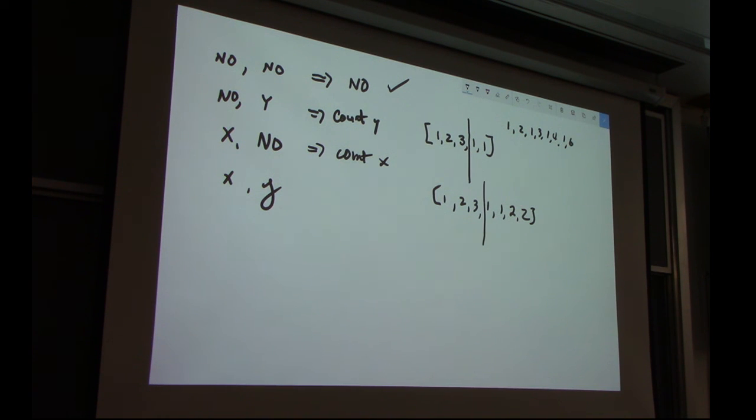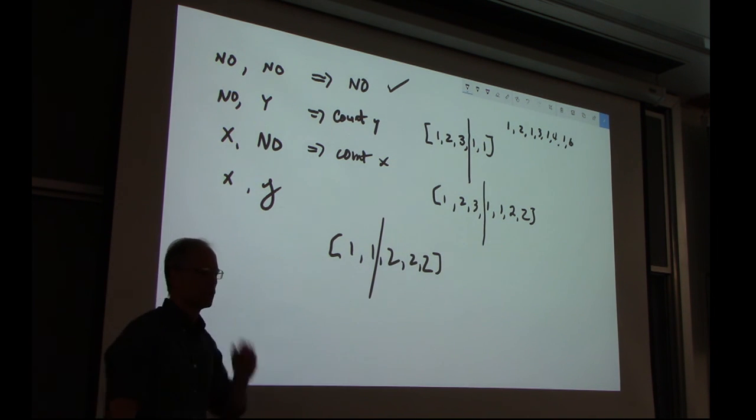If X and Y are the same, you're good. What if they're different? You need, in that case, to count X and count Y. Either of them could be a majority. For example, you could have this, 1, 1, 2, 2, 2. If you split it here, both have majority elements, but you can't say no, because 2 is a majority element of the whole array. You have to count the 1s and count the 2s.